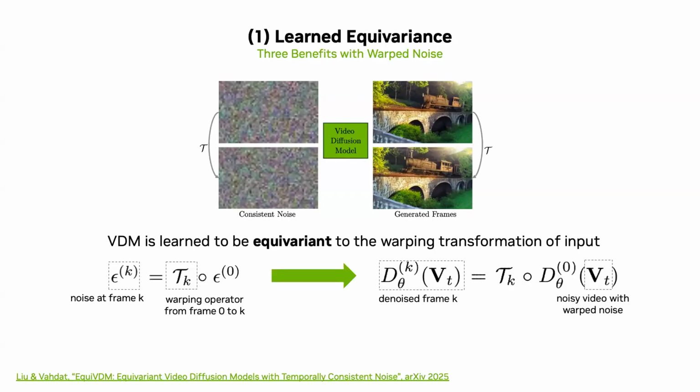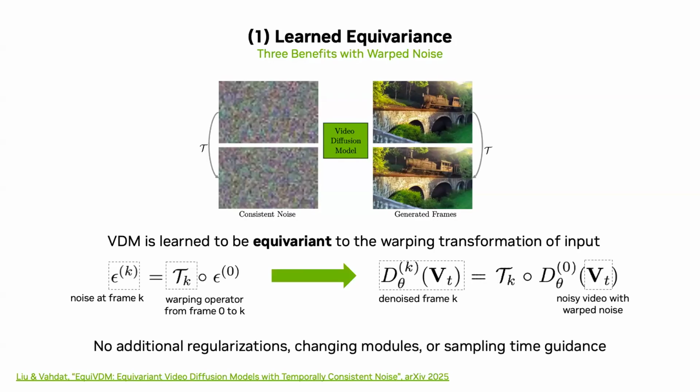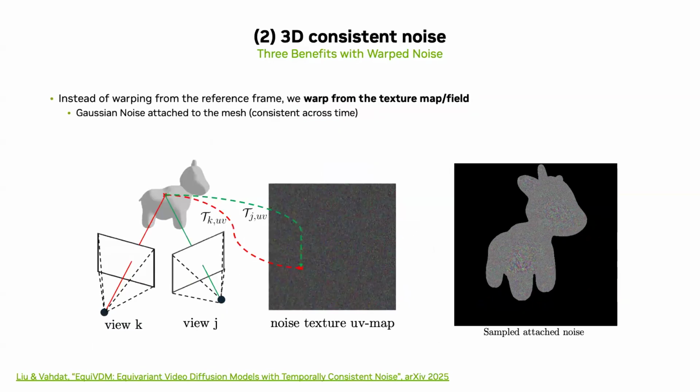If you warp the noise following a particular, for example, optical flow, the output of your denoising model will also follow the same transformation. And this is really nice because we're achieving this only by training. We're not introducing any regularization, we're not introducing any additional module into the training, and we're not doing any guidance or anything to get this equivariance with respect to input transformations.